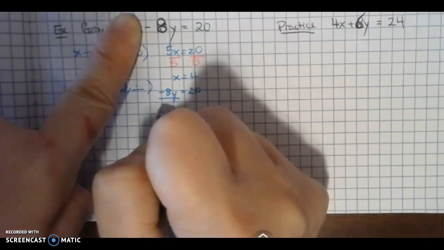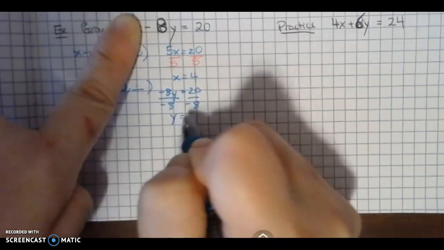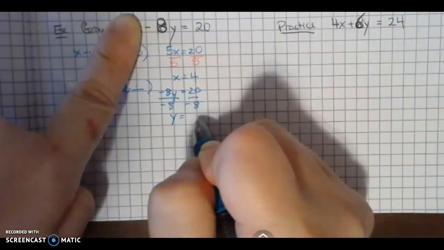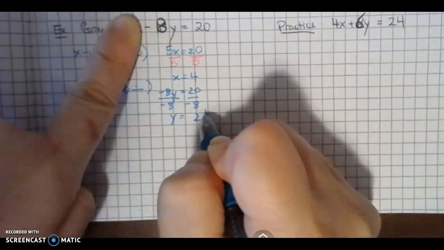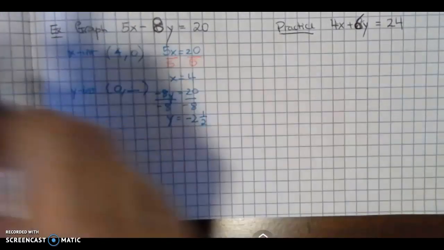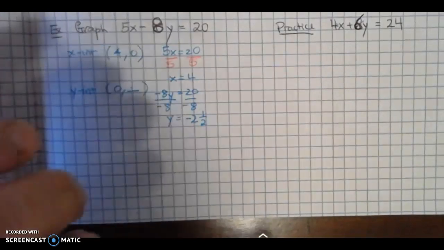Divide both sides by negative 8. And then you get y is equal to 20 over negative 8. How many 8s go into 20? It goes twice. And you are left with 4/8, which is the same as 1/2. So it's negative 2.5.